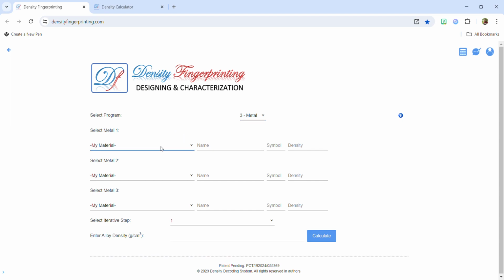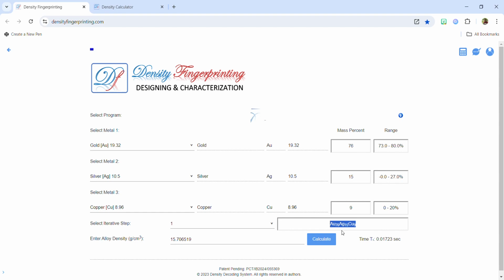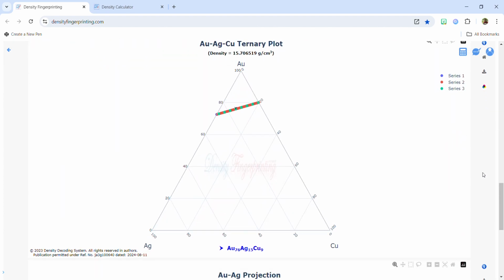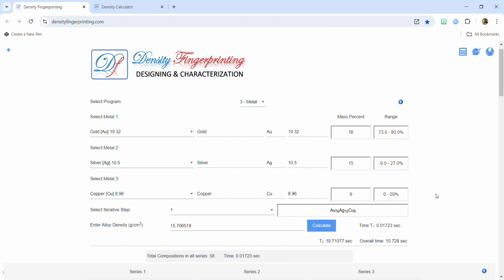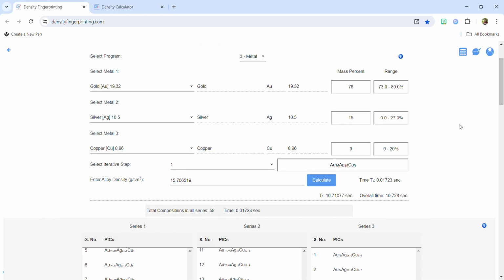So I'm just going to select these three metals, gold, silver and copper. Okay, and then I'm going to paste in this density and hit calculate. So it will do the entire process, and I have a composition. I have gold 76, silver 15, and copper 9. Let's check. This is 76, 15, and 9, and check here: 76, 15, and 9. Okay, so it worked. It decoded from this density what the mass percents were.